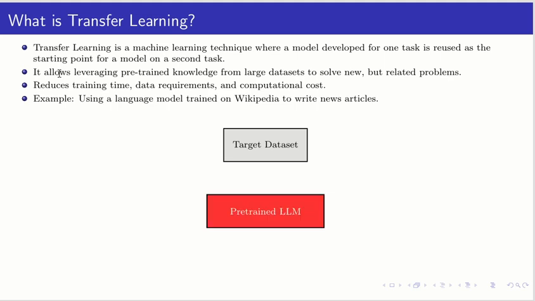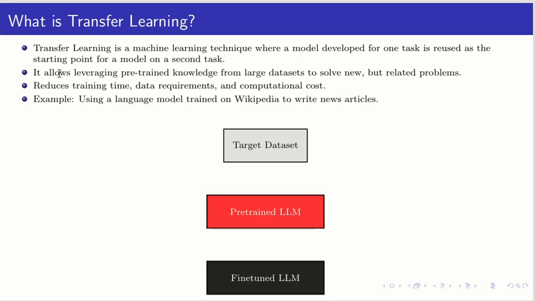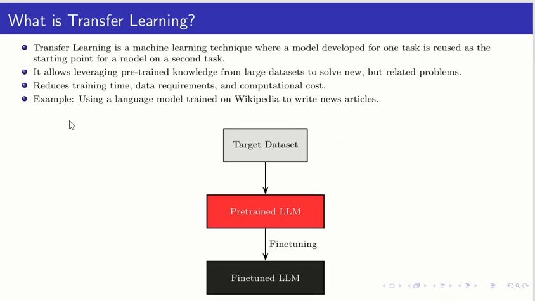So here we have a target dataset that will feed into a pre-trained LLM. Like in our case, I will use the Distill GPT-2 model, very small, and its weights are open. You can get it from the internet, and you can fine tune it for your own task.